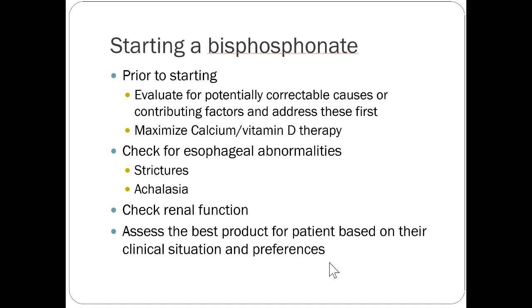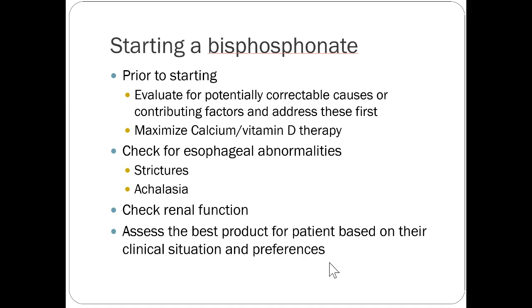All right, starting a bisphosphonate, evaluate for potential corrective causes. So you want to maximize your vitamin D and calcium, get your baseline labs, recommend exercise, those types of things. One of the major things bisphosphonates can cause issues with is if they get stuck in somebody's esophagus, they can cause pretty bad damage to the tissue. So any esophageal abnormalities like strictures or history of achalasia would be something you would want to check for first.